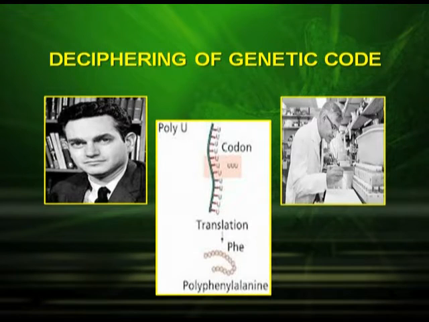Now, can you guess what the picture shows? The first picture is Nirenberg and the second picture is Har Gobind Khorana. They were the first ones to decipher the genetic code, and that was poly U, which represents the codon, and the translation gave the amino acid polyphenylalanine.